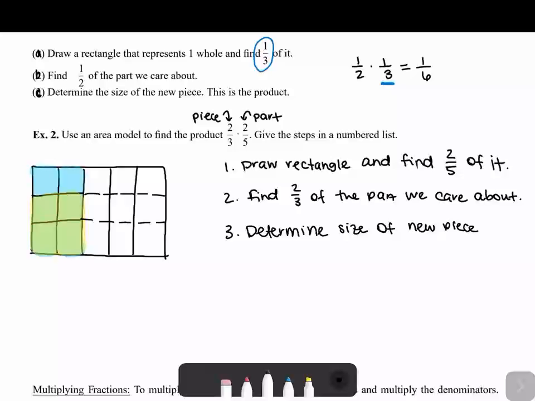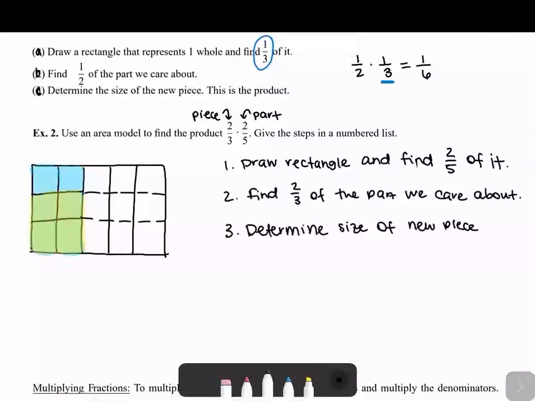And so now, how many pieces do we have? We have now 15 total pieces. So we have 15 total pieces, and how many are double shaded? 4 of them. We have 4 that are double shaded. So we have 4 of these that are double shaded.